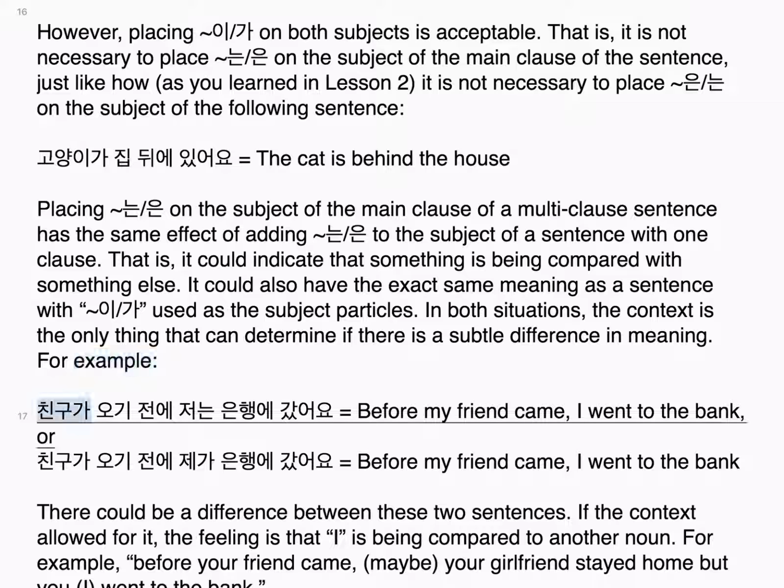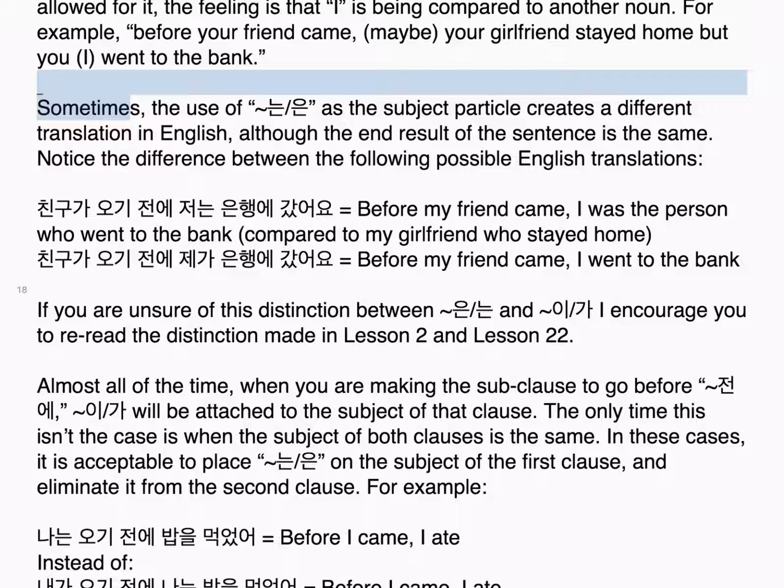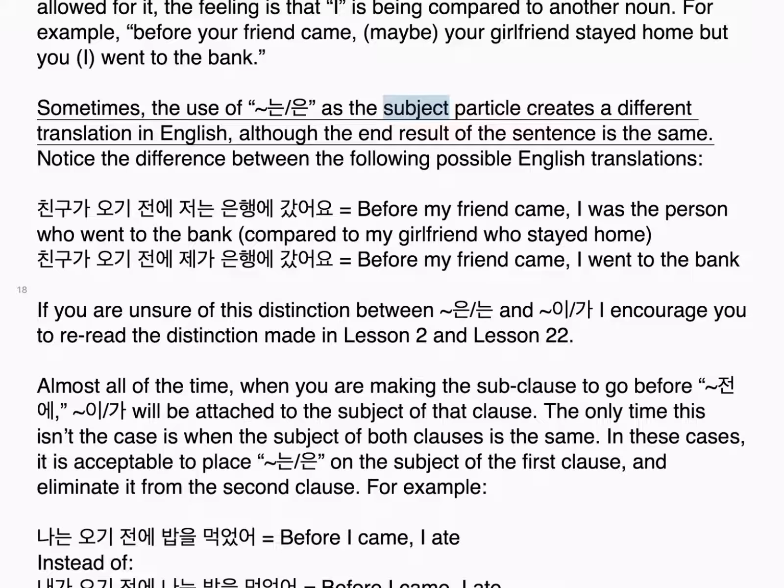For example, 친구가 오기 전에 저는 은행에 갔어요. Before my friend came, I went to the bank. Or, 친구가 오기 전에 제가 은행에 갔어요. Before my friend came, I went to the bank. There could be a difference between these two sentences. If the context allowed for it, the feeling is that I is being compared to another noun. For example, before your friend came, maybe your girlfriend stayed home but I went to the bank. Sometimes, the use of 는 as the subject particle creates a different translation in English, although the end result of the sentence is the same.